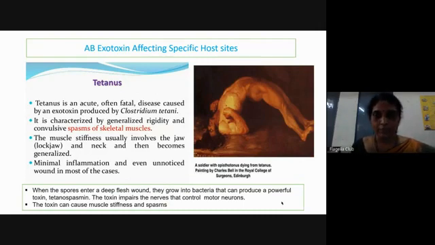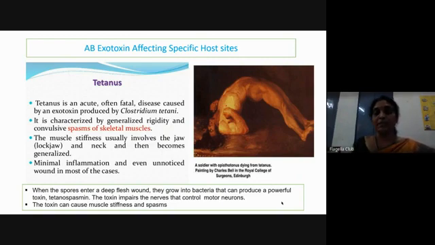And today we are going to learn module 2 that is on tetanus. That is one of the examples for neurotoxin. Tetanus is an acute, often fatal disease caused by exotoxin produced by Clostridium tetani. Clostridium tetani is an anaerobic spore-forming bacteria, and this organism is responsible for the tetanus disease. It is characterized by generalized rigidity and convulsive spasm of skeletal muscles.